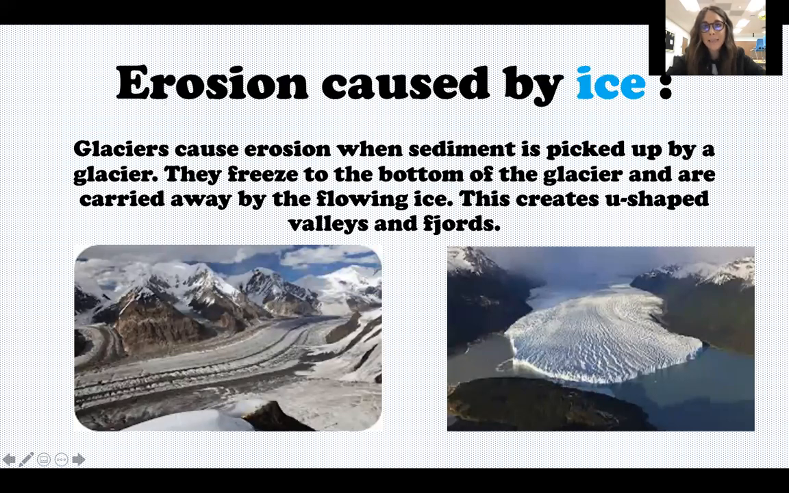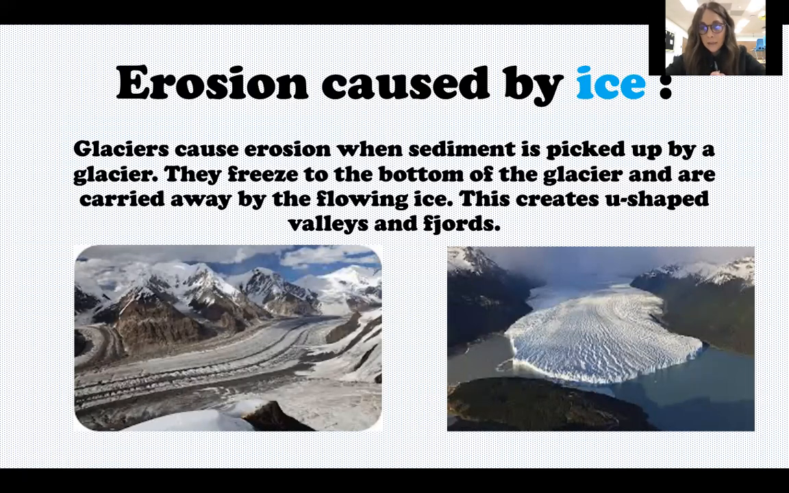Erosion caused by ice happens from glaciers. If you were here last year in 4th grade, we did an experiment with glaciers to show how they cause erosion. A glacier is basically a giant block of compacted snow that's now a solid block of ice that moves slowly through the land. As they move, sediment is picked up and frozen to the bottom or the sides of the glacier, and gets carried away by the flowing ice.